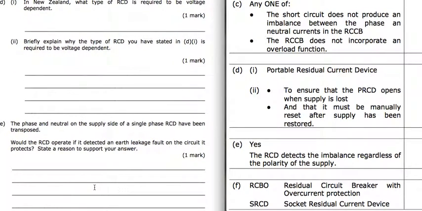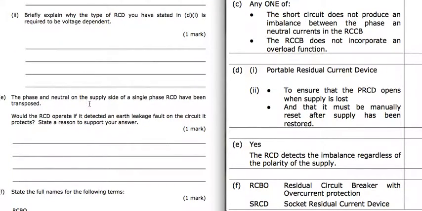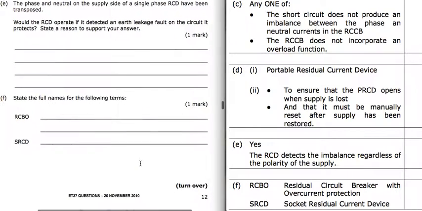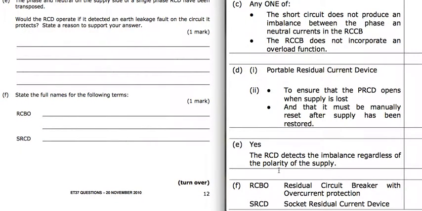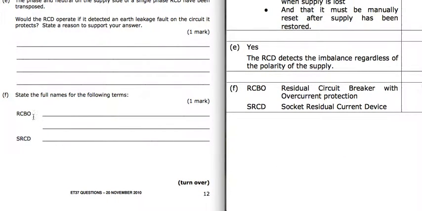Phase and neutral of the supply side of a single phase RCD have been transposed. Is it going to be able to detect an earth fault? Yes. It doesn't care if it's phase, neutral, phase. It's purely looking at the imbalance. It doesn't care about the polarity of the supply. Full names of these. So we've had these before. Residual circuit breaker with overload and socket residual current device.